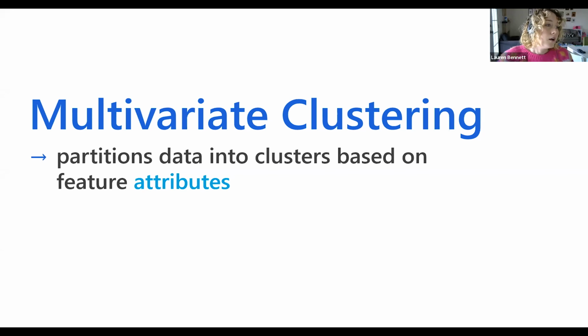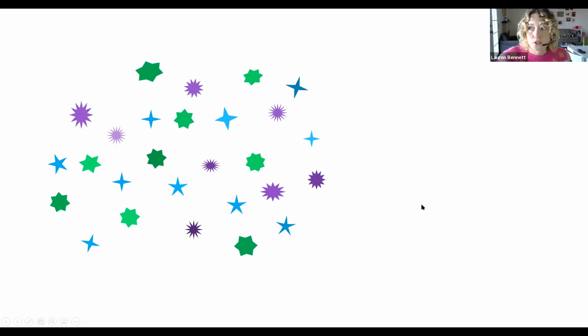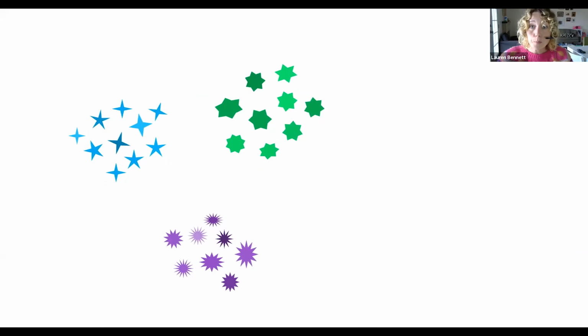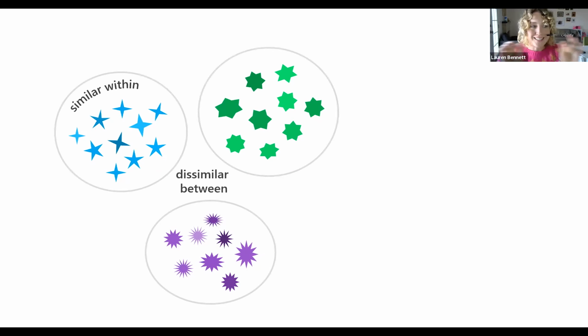Okay, so we want to talk about multivariate clustering. The goal when we're doing multivariate clustering is to create groups that are as distinct as possible, so that we want them to be very similar within the group and very dissimilar between groups. We want the groups to be as different as possible from each other, and all the features within a group to be as alike as possible. So we want the dissimilarity between, and the similarity within.